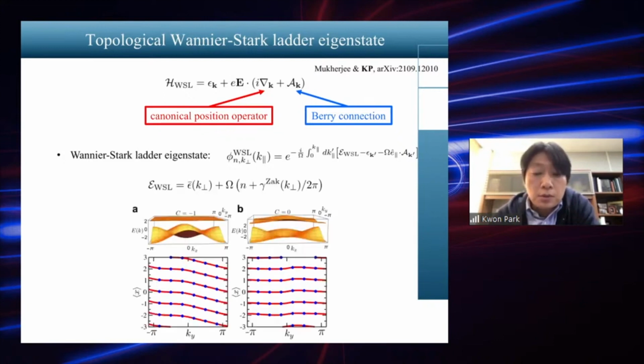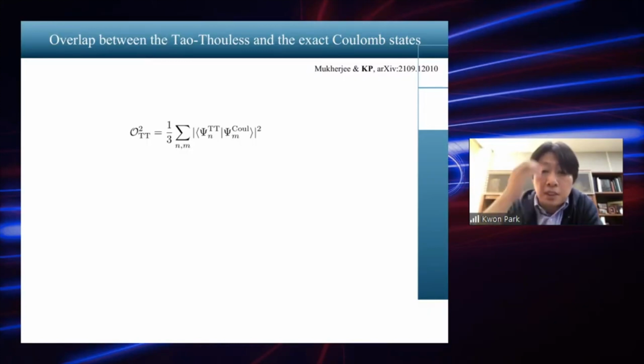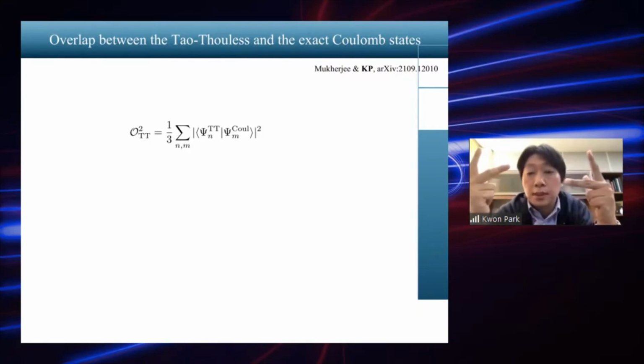In any case, by using this, one can also show that there is a topological winding, and this behavior is exactly like a hybrid Wannier function. Actually, this might be the punchline of my talk. So basically, this shows the overlap between the topological state and the Coulomb interaction ground state. And remember, there are three degenerate ground state manifold. So one has to define the overlap in a proper way.